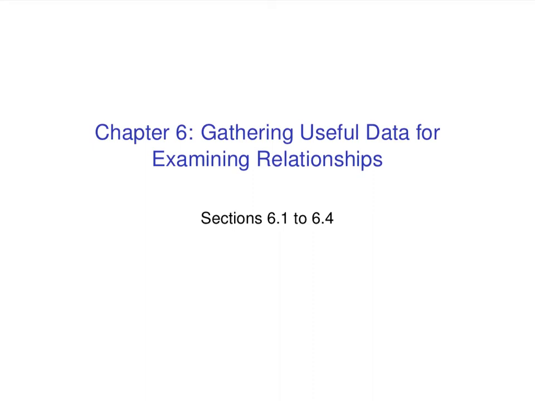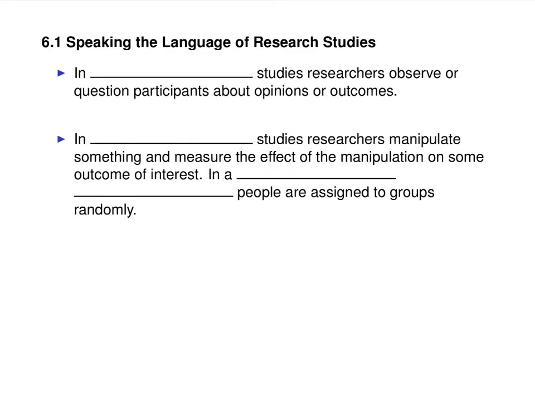All right, in Chapter 6, we're going to talk about how to gather useful data for examining relationships. First, there are two different kinds of research studies, and you have to be able to distinguish between them. The first one is an observational study, in which researchers just observe or question participants about opinions or outcomes. So nothing is manipulated, nobody's given a drug, they just ask you what you've done or watch what you do.